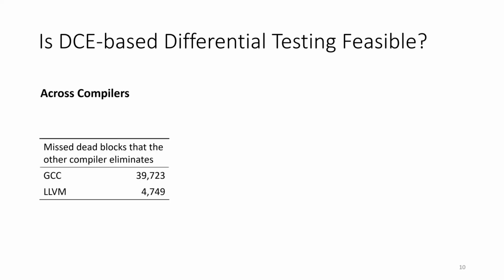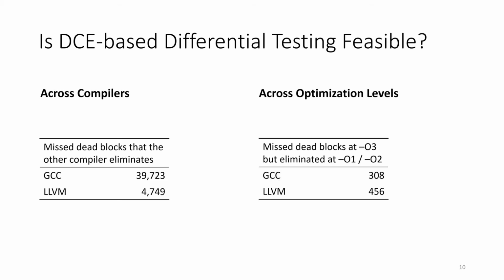First, across compilers. And here we checked whether there are dead blocks that GCC is missing and LLVM is not, and vice versa. And in both cases, we see that there are a couple thousand of these. We also evaluated what happens if we use a single compiler and compare across optimization levels. And we also find several dead blocks that are eliminated at O1 or O2, but not eliminated at O3, the higher optimization level, showing that there is potential for finding missed optimizations even on a single compiler version.